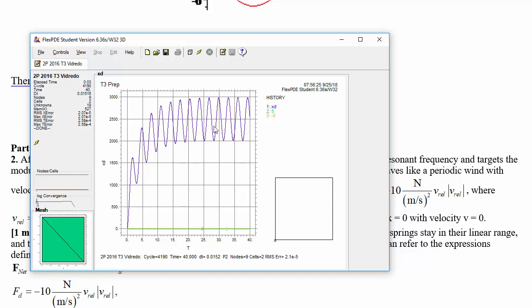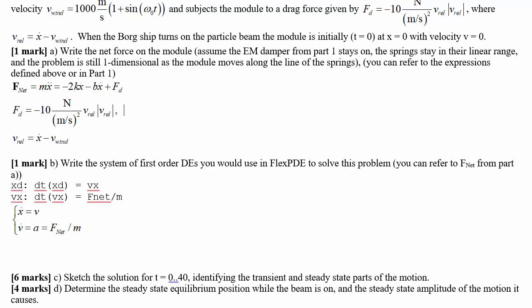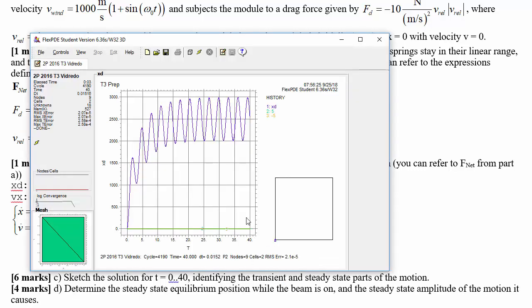And wait, sorry, the steady state, the equilibrium position is 2,500 meters, and the steady state amplitude on that is how far we're moving from that equilibrium. So the offset, I guess I should say, is 2,500, and the amplitude is 500 meters. Yeah, determine steady state equilibrium position, so that's 2,500, and the amplitude of motion that it caused is 500. See, we've moved to this new position up there, and we've got that amplitude around it.